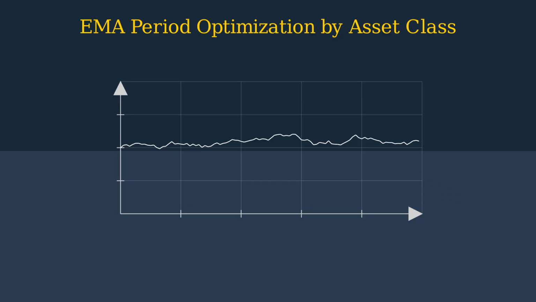Higher volatility assets typically require longer EMA periods to filter out market noise. For low volatility assets like Forex or major indices, shorter periods like 5 for the short EMA and 20 for the long EMA often work well. But for highly volatile assets like cryptocurrencies, we might need to extend these periods to 10 and 30 or even longer to avoid false signals.